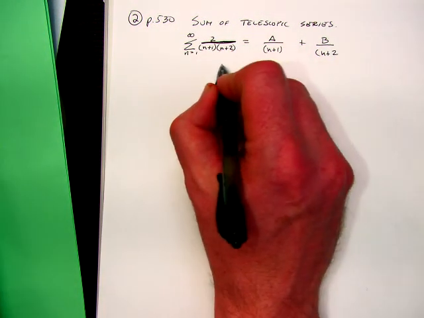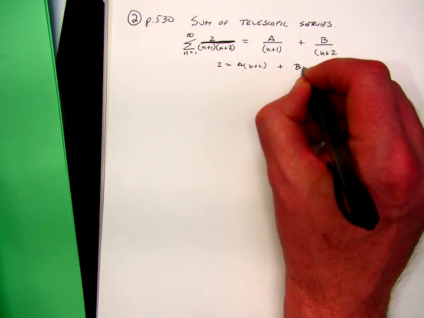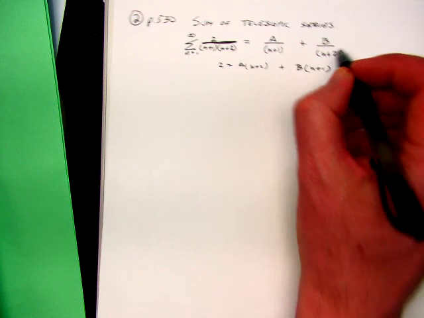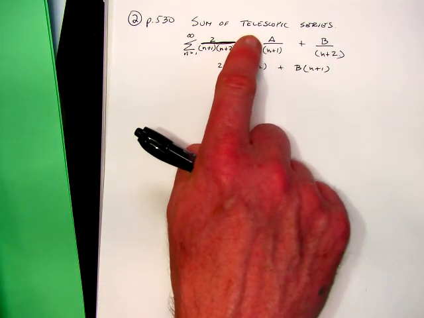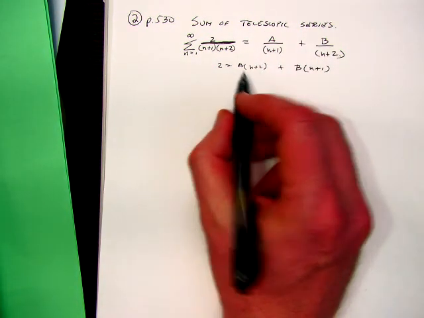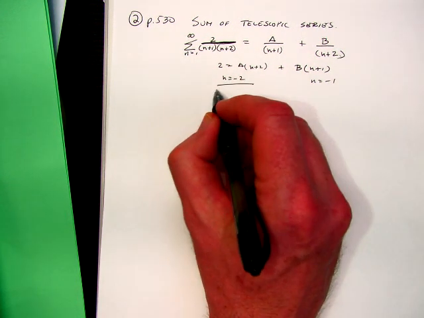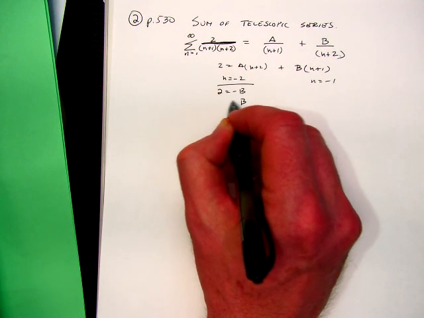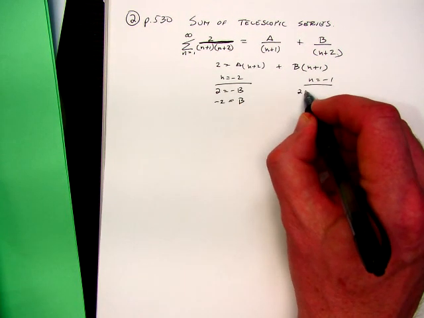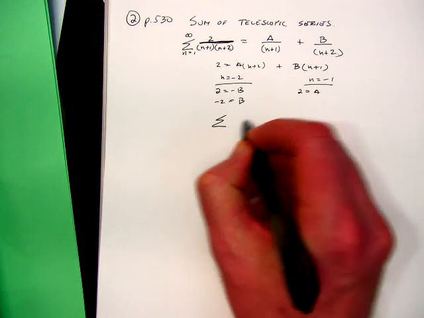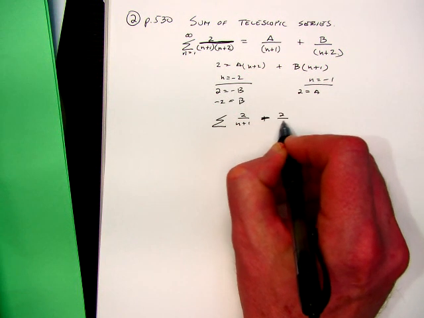If I multiply this out, I would get 2 is equal to A times (n plus 2) plus B times (n plus 1). And by the way, if you look at the denominators, they're only 1 unit apart, so that means there's only going to be one uncovered term once I find A and B. My convenient values I'm going to pick are n is -2 and n is -1. When n is -2, I get 2 is equal to -B, so B is -2. And when n is -1, I get 2 is equal to A. So what is our series? It's 2 over n plus 1 minus 2 over n plus 2.